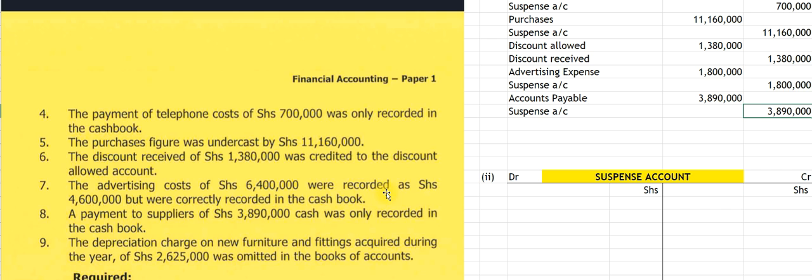The depreciation charge on new furniture and fittings acquired during the year of shillings 2,625,000 was omitted in the books of accounts. How would you record depreciation? This depreciation was omitted, so we just need to record the depreciation in our books of accounts. This is an error of omission.